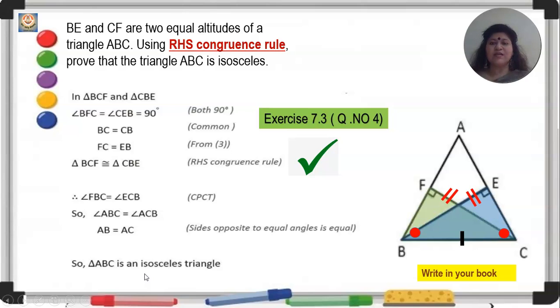So students, this was exercise 7.3, question number 4. We have done this by RHS congruence rule because they've asked us to prove it by RHS congruence rule. And in the earlier slide, you saw the same question, but we had proved it long back by AAS congruence rule. And if nothing is mentioned, the choice is yours. You could prove it by any congruence rule.